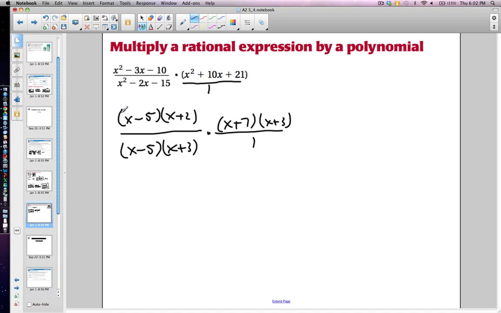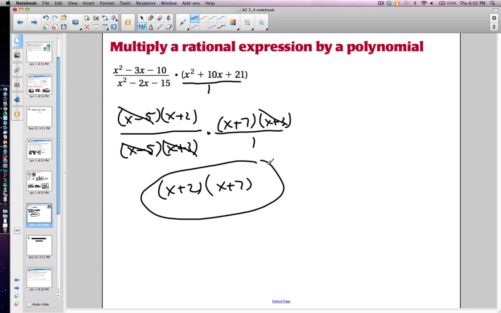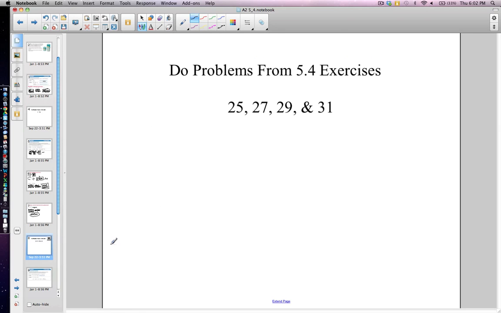And now I want to cancel common factors. So the x minus 5 and the x minus 5, x plus 3 and x plus 3. And what I end up with is x plus 2 times x plus 7. That's fully simplified. Okay, so go ahead and practice that on your own. Do problems 25, 27, 29, and 31. And come on back and we'll continue the lecture.